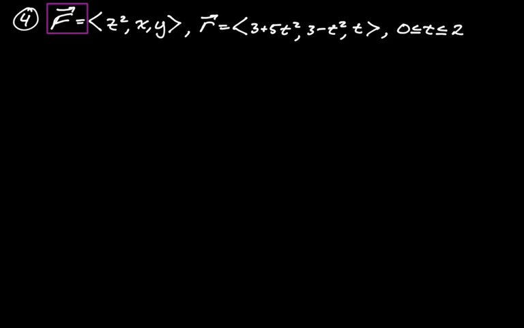That's what you need to know. So f is z squared, x, y. R is 3 plus 5t squared, 3 minus t squared, t, and t goes from 0 to 2. So we don't have to find the path, we can just do it.